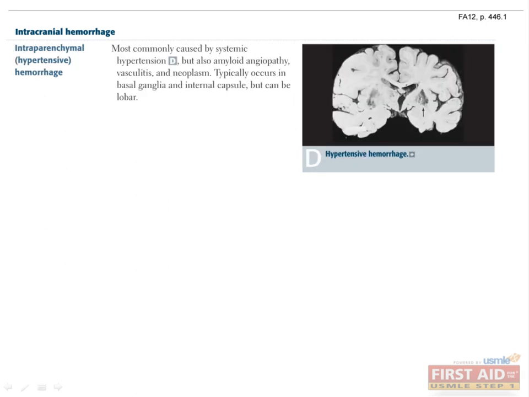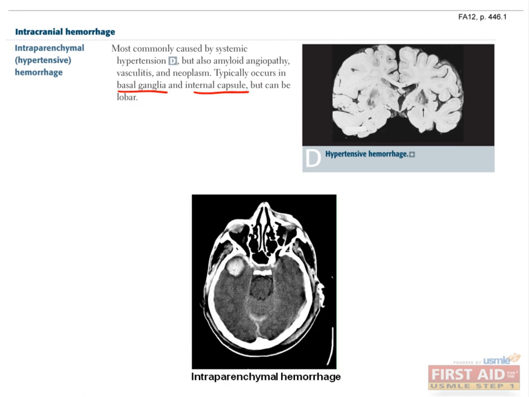A parenchymal hemorrhage is most often caused by hypertension, although amyloid angiopathy and certain toxic metabolic causes are occasionally at fault. Small vessels are affected, such as the lenticulostriate arteries, and these hemorrhages are most common in the basal ganglia and in the internal capsule. The CT of intraparenchymal hemorrhage will show a rounded, hyperdense area, as seen here.